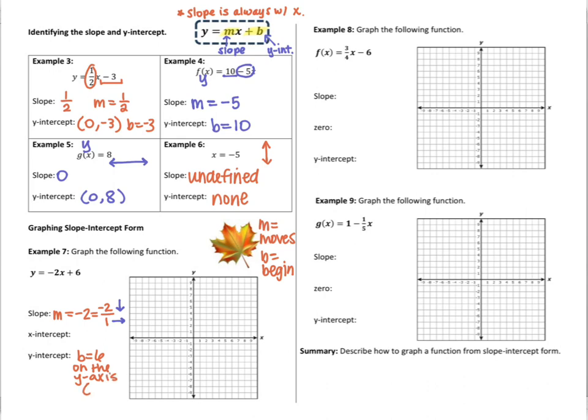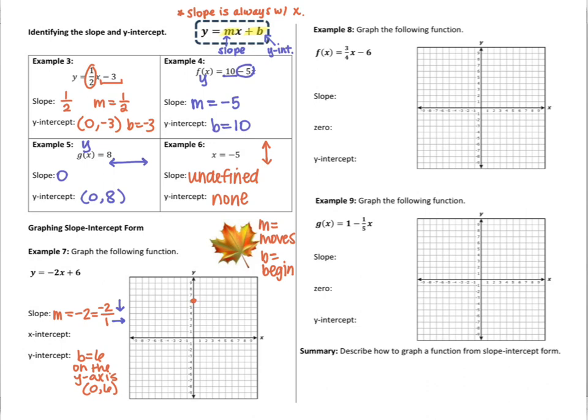Or at that point, like we talked about earlier, (0, 6). So that's the first thing I need to do. X-intercept. What about that? I can't do anything with that yet. I don't have a graph yet. Okay, so I need to graph my line first. So at 6 on the y-axis, or at (0, 6), I'm going to put a point.